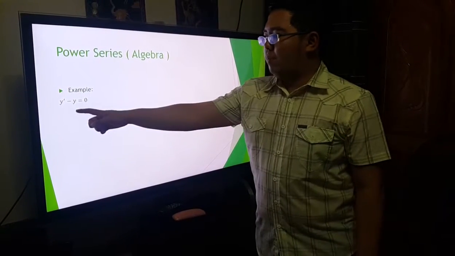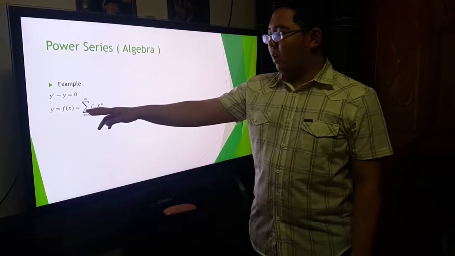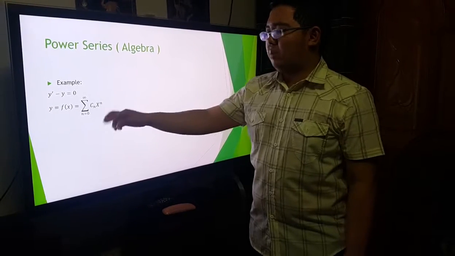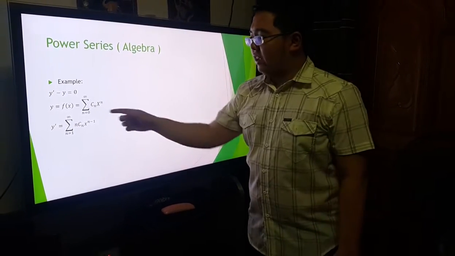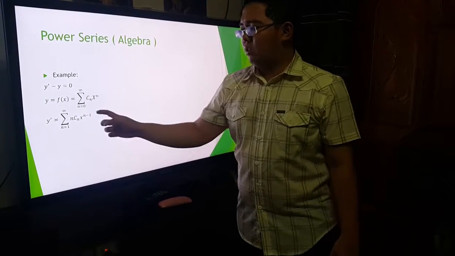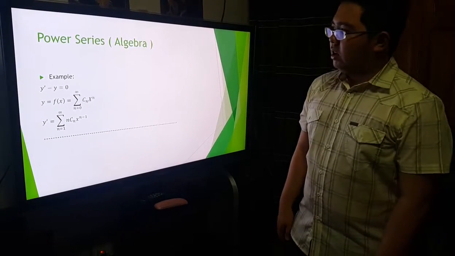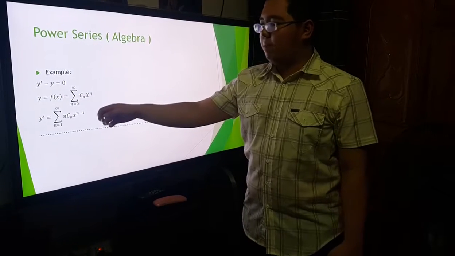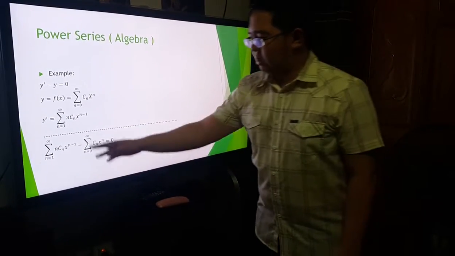Which has y prime minus y is equal to 0. And we know that y is equal to the summation of c_n x raised to n, to the limits n equals 0 to infinity. And the derivative of this is n c_n x raised to n minus 1, to the limits n equals 1 to infinity. Substituting y and y prime into the original equation, we have these terms.